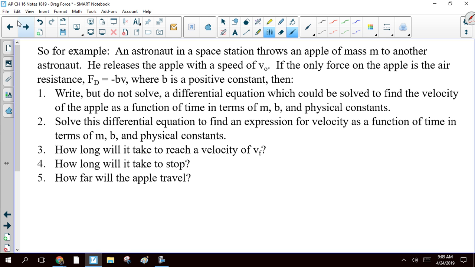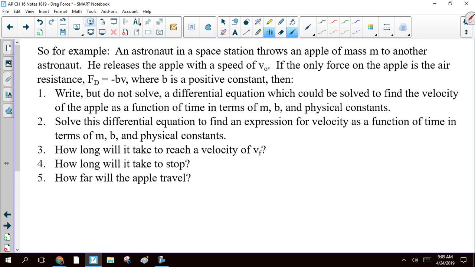All right, so all of these problems begin the same way. I'm going to say it again because it's super important. All of these problems begin the same way. Anytime you've got a problem that deals with drag force, you're going to start with net force equals net force. Okay?